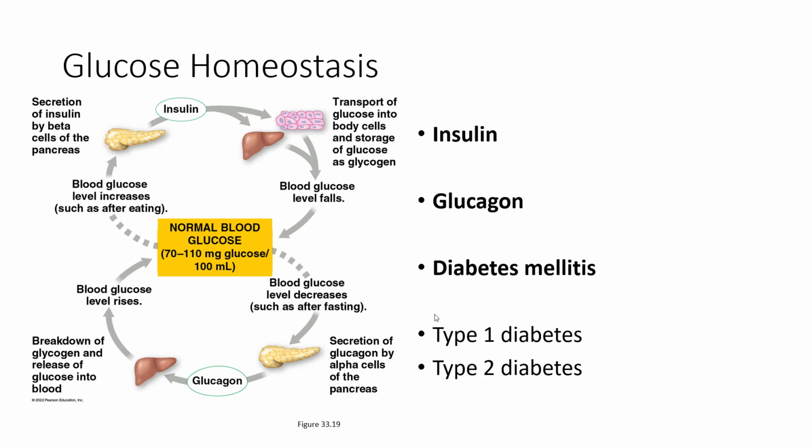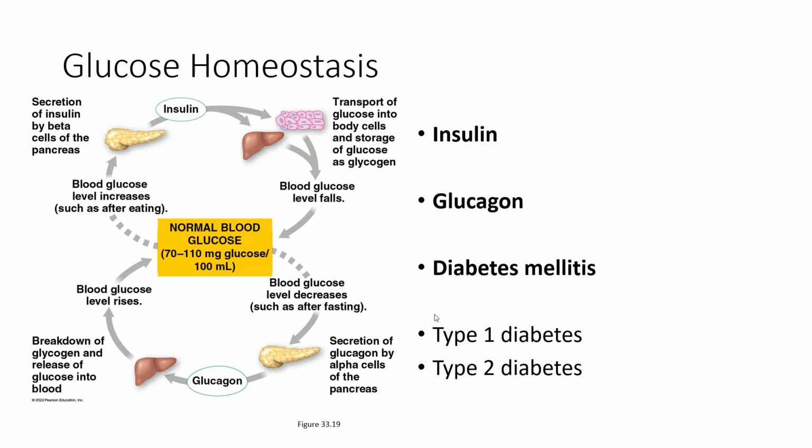The blood glucose level going down too long, such as after fasting, causes secretion of glucagon by alpha cells in the pancreas, and that's going to cause a breakdown of glycogen and an increase in the normal blood glucose. You can see how both of these have a set point, a stimulus, a sensor, a control center, and a response, and both of these are negative feedback.